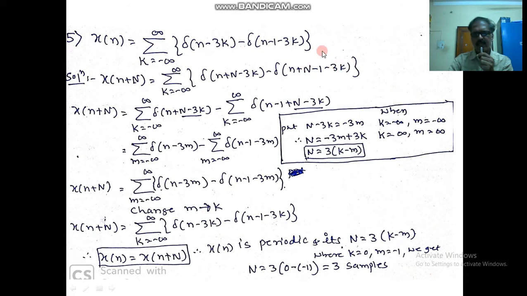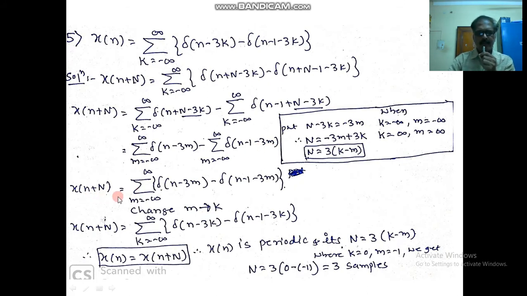Again n minus 3k I want to substitute as minus 3m, but k is already defined here. Therefore instead of k I take another variable m. Same thing, already I took n minus 3k equals minus 3m. The same substitution is applicable in the first term as well as in the second term. Therefore instead of k equals minus infinity to plus infinity, it is m equals minus infinity to plus infinity. n minus 1 as it is, and n minus 3k I substituted as minus 3m.